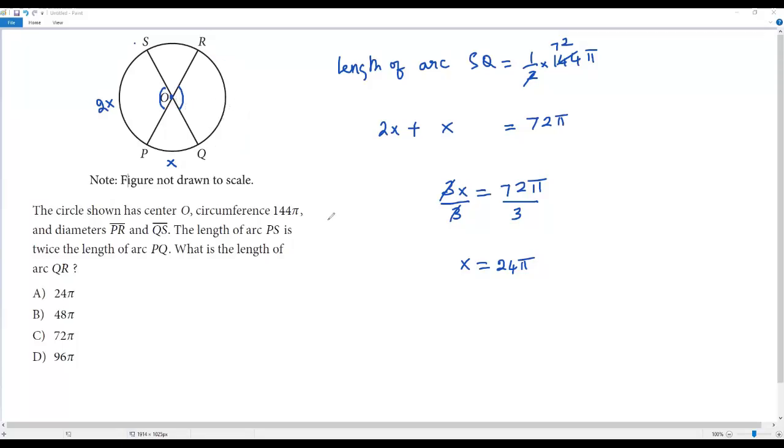To get the value of 2x, we have to multiply both sides of this equation by 2. When I multiply the left side by 2, I'm getting 2x. When I multiply 24 pi by 2, I'm getting 48 pi. So for 2x, I'm getting 48 pi. That is, the length of arc PS is 48 pi. The same length will hold for the arc QR, that is 48 pi. So the length of arc QR is 48 pi. The correct answer choice for this question is option B.